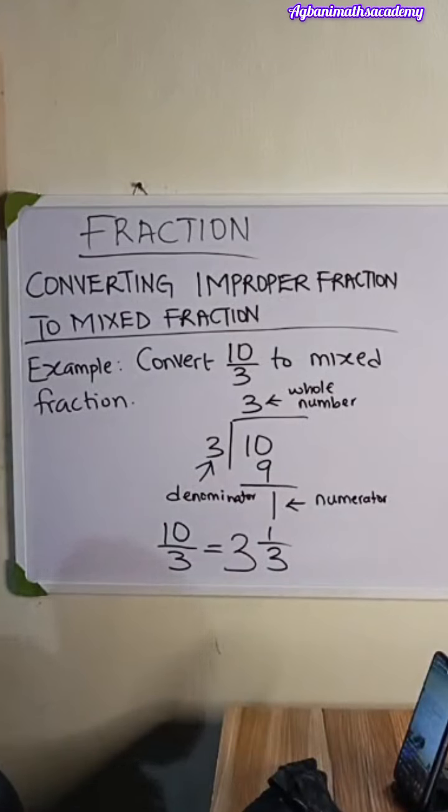Seven whole number, 5 over 6. So we have 7, 5, 6. To convert to an improper fraction, between 6 and 7 we have a multiplication, and between 7 and 5 we have an addition. Okay.